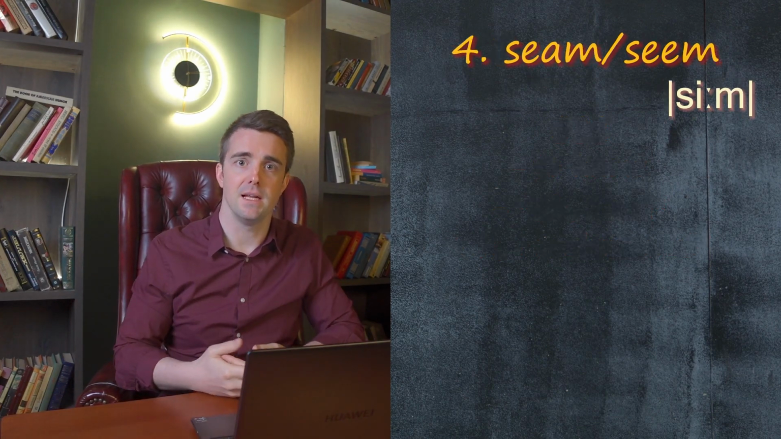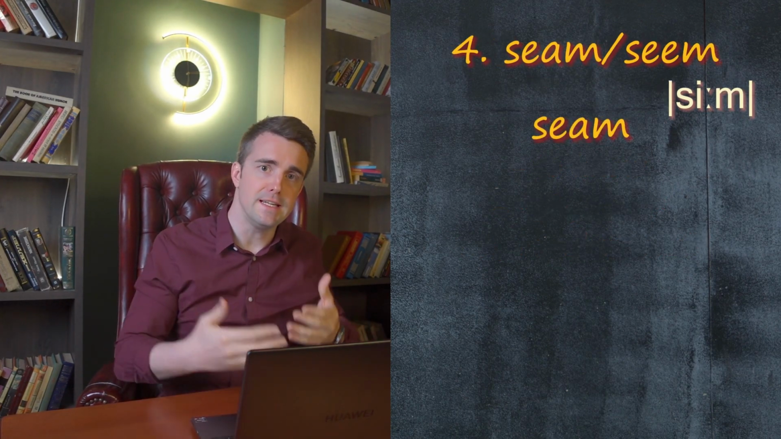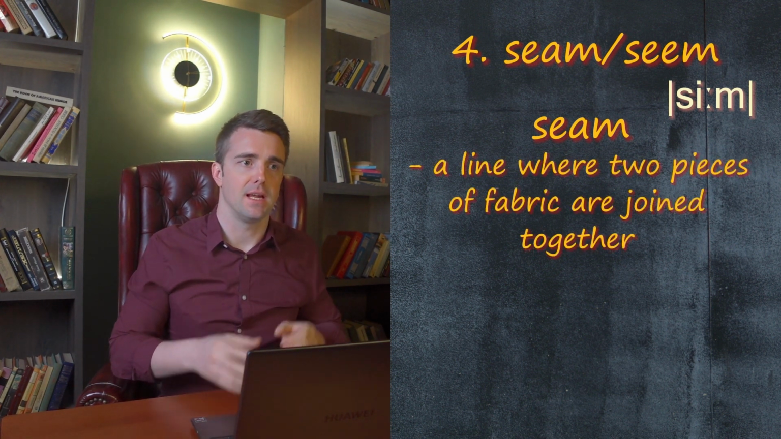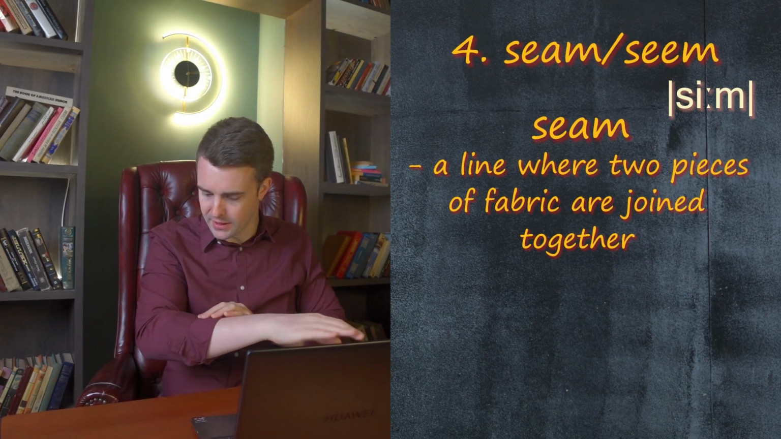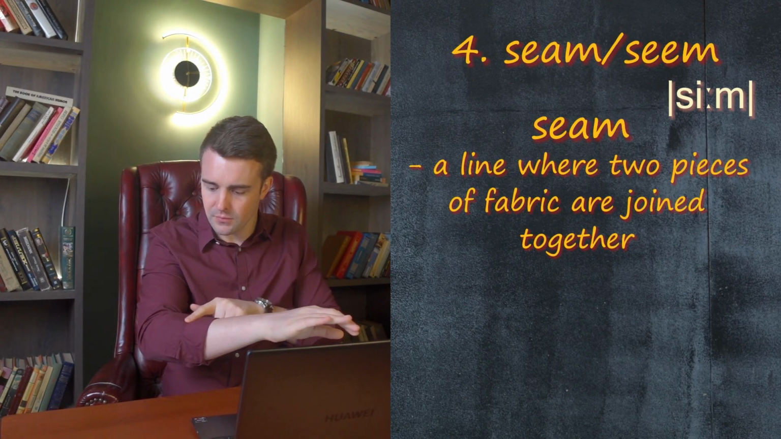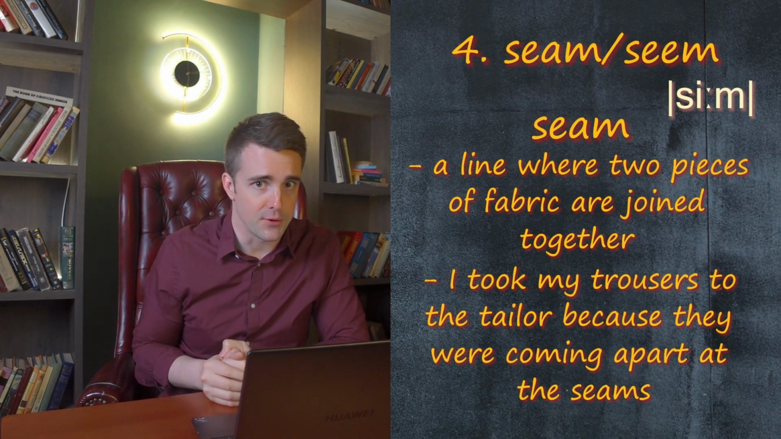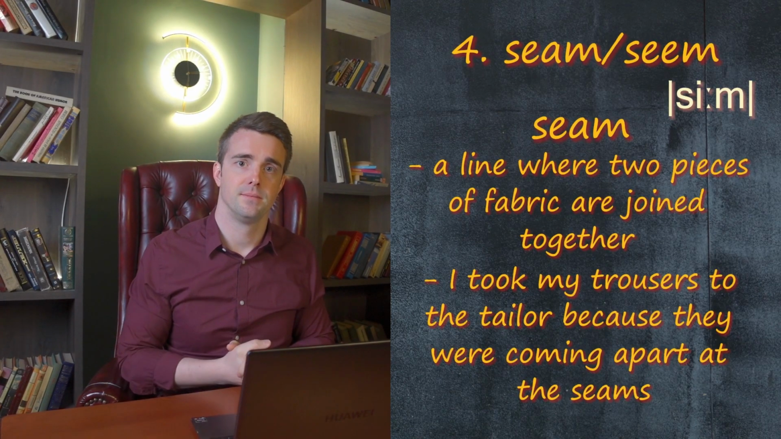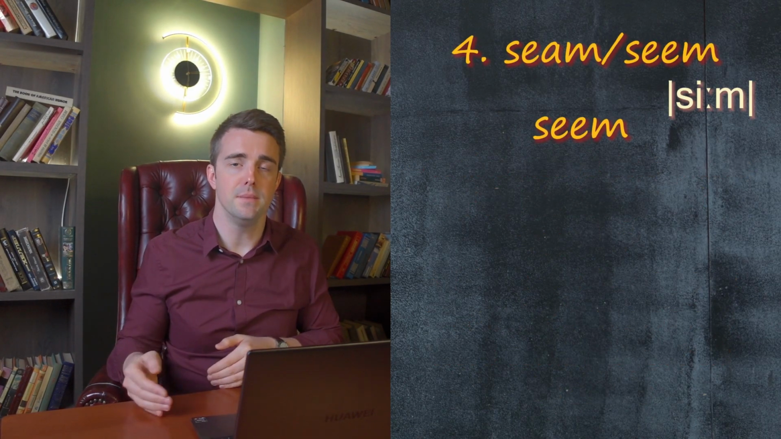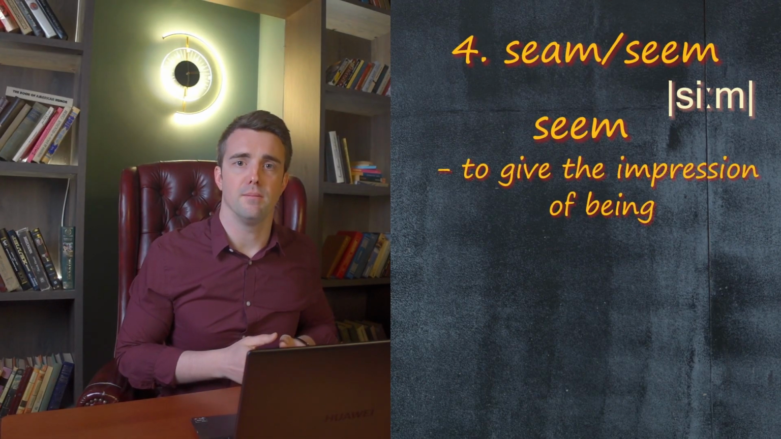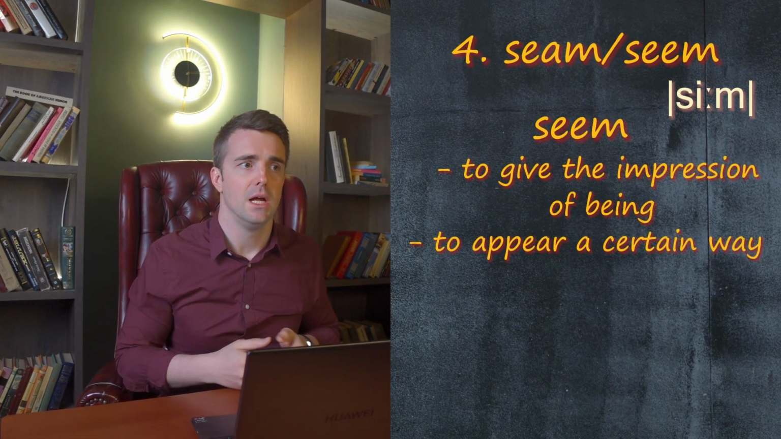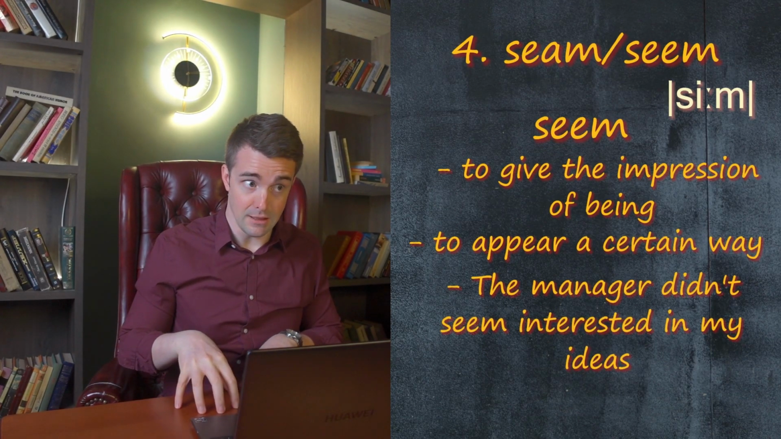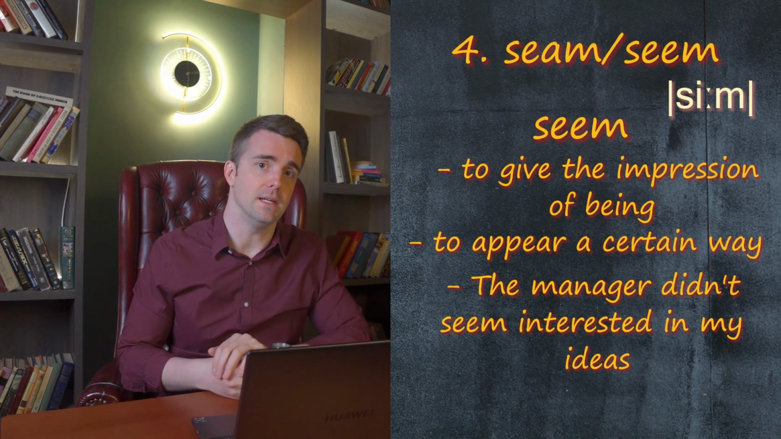Then we have seam and seem. So seam with an A, S-E-A-M, seam, is a line where two pieces of fabric are joined together. So for example, I took my trousers to the tailor because they were coming apart at the seams. And seem, S-E-E-M, seem, is to give the impression of being or to appear a certain way. So, for example, the manager didn't seem interested in my ideas.